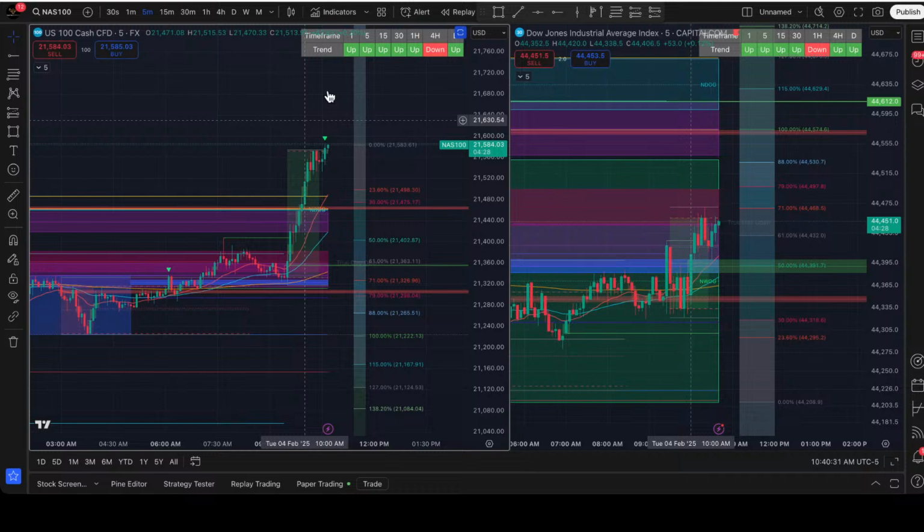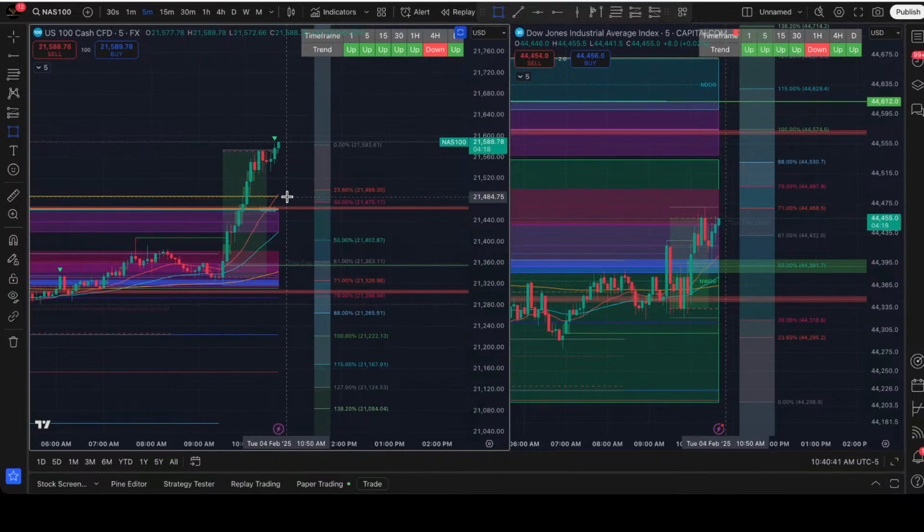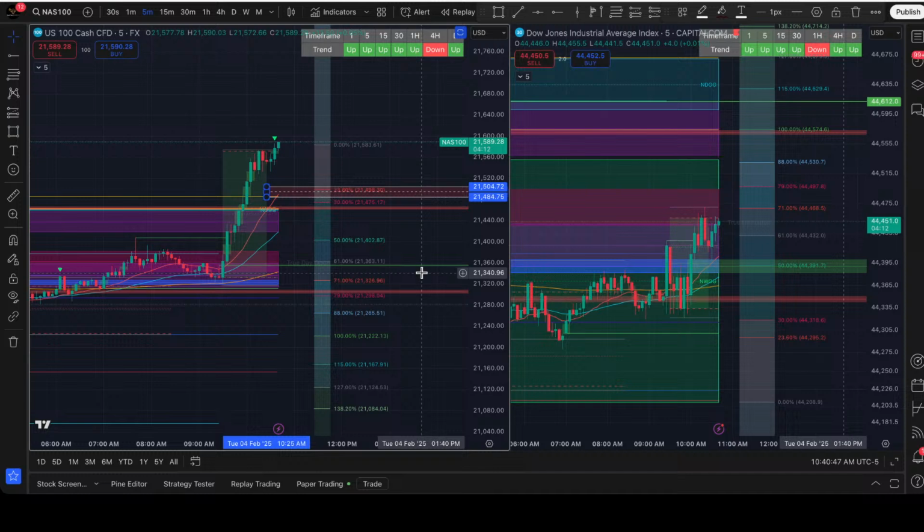Could just take off from here. There's a fair value gap down here, but it hasn't touched the 20 in a very long time. So until it touches the 20, and then I want to see where it touches the 20. It could be down here. But to be completely honest, that's too close to the purple zone, so I'm more interested to see what happens here.